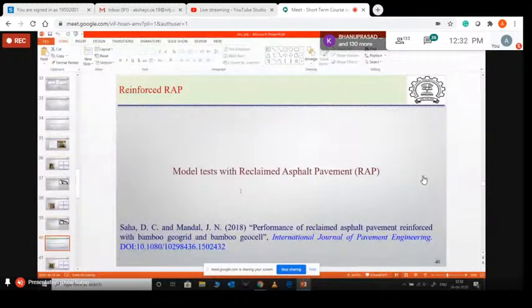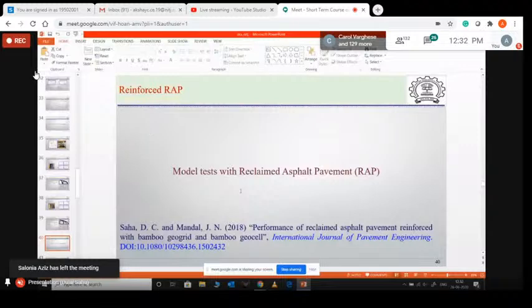So these three, this was the basic material. I have taken WMM as the basic material because WMM is the basic material used for conventional flexible pavement. And my objective was to see whether WMM material can be replaced with reinforced wrap. So I tried to compare the load carrying capacity of unreinforced WMM with reinforced wrap and see how it is coming.